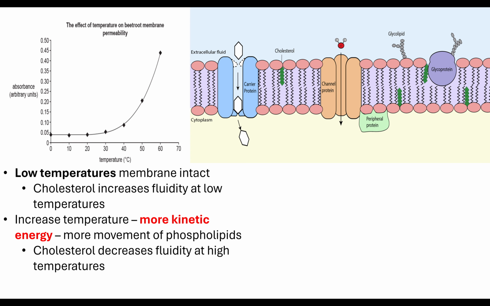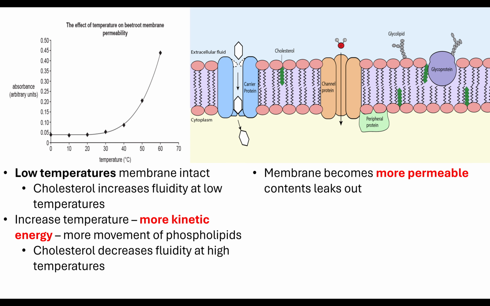So beetroot has that pigment inside, the purple colour, and we can look at how leaky the beetroot becomes. So therefore the membrane of the beetroot, its permeability, based on what happens when we increase temperature. Now, if we increase the temperature, if we've got more kinetic energy, if we've got more movement of these phospholipids, that membrane is going to become more permeable. These contents are going to leak out.